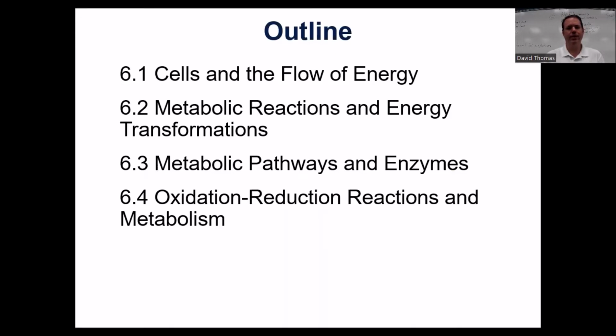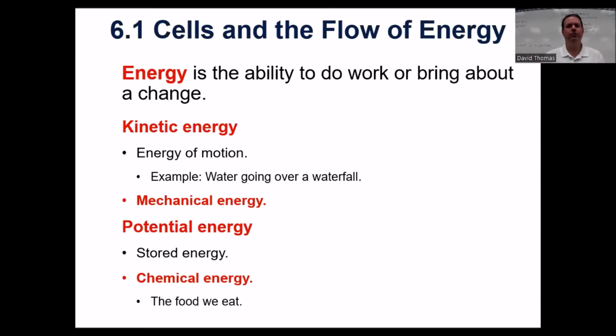The outline just kind of goes over a few of the main sections that we'll look at. We're going to look at cells and how energy goes through a particular type of flow, or kind of changes form there. We're talking about different types of energy, specific types of metabolic reactions and pathways, and enzymes as part of this chapter as well. And then we'll end briefly talking about what an oxidation-reduction type reaction is. So let's just get started with section 1, cells and the flow of energy.